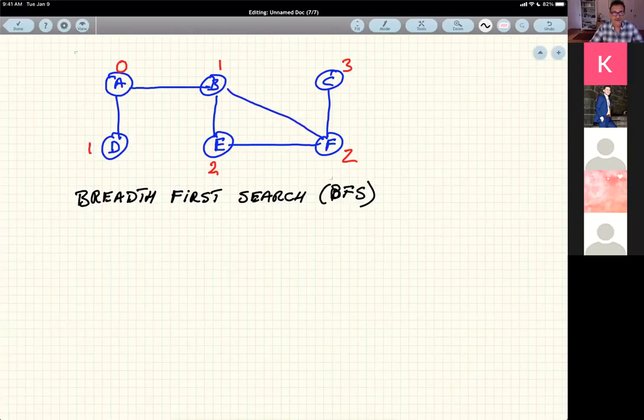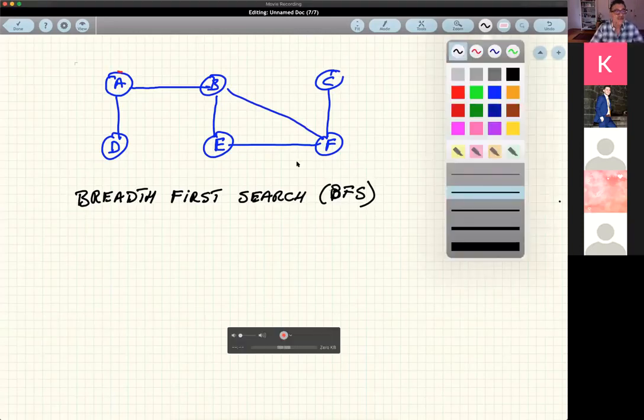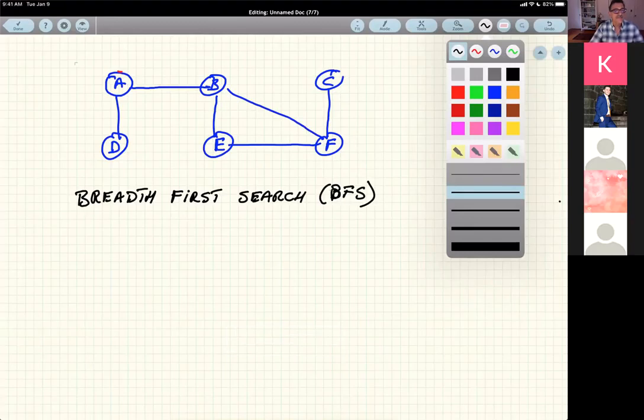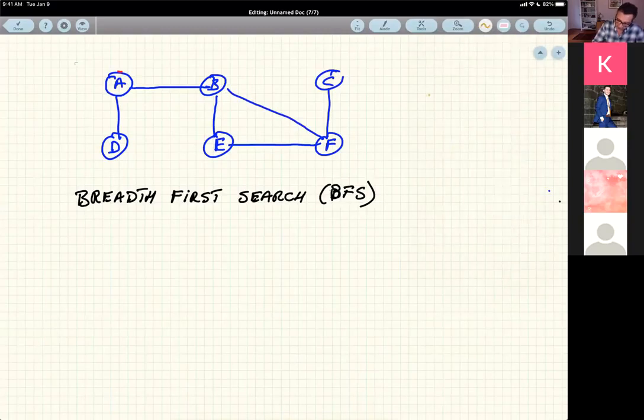To do a breadth first search, I'm always going to start at the vertex that I'm starting from. And what I'm going to need in order to do this is two different things. I'm going to need a queue. So let's get the queue over here. Sorry, we'll use a different color for the queue. So I'm going to need a queue.